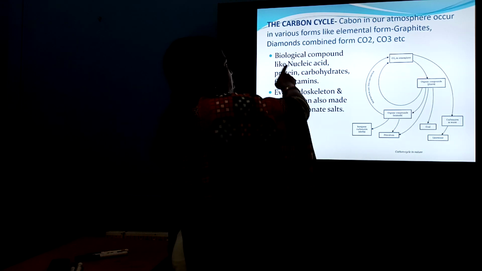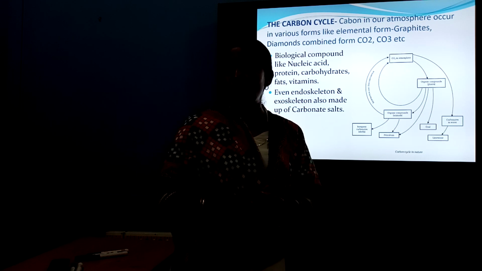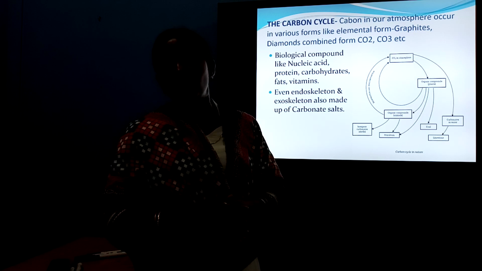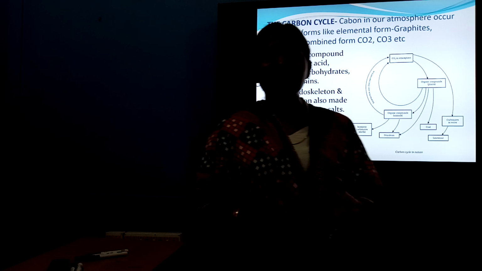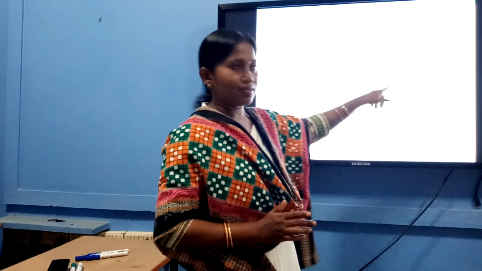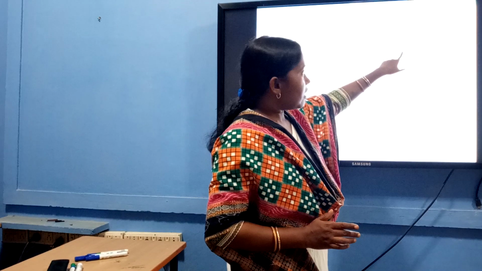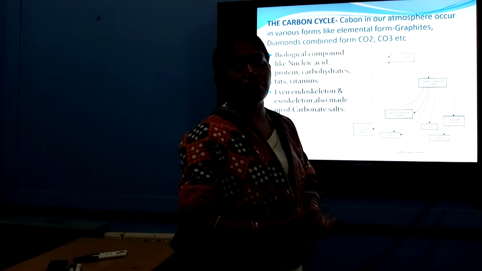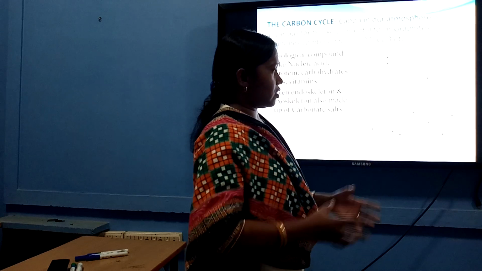Carbon is also involved in the formation of biological compounds like nucleic acids, proteins, carbohydrates, fats and vitamins. Even the endoskeleton and exoskeletons are made up of carbonate salt. If you see the cycle, the maximum carbon in our atmosphere occurs in the form of carbon dioxide. That carbon dioxide is fixed only by green plants by photosynthesis.